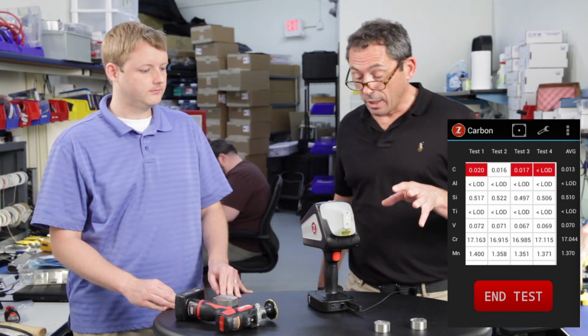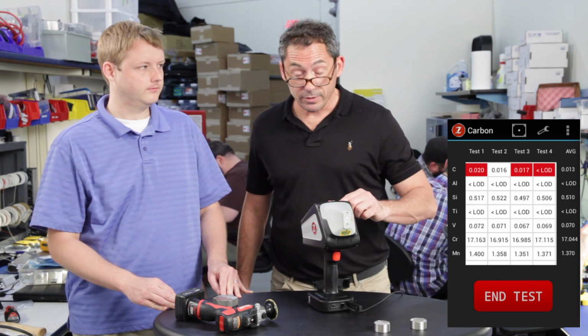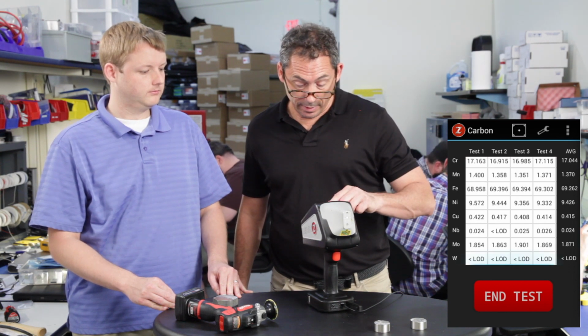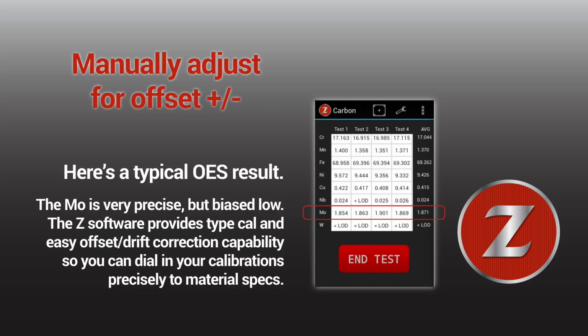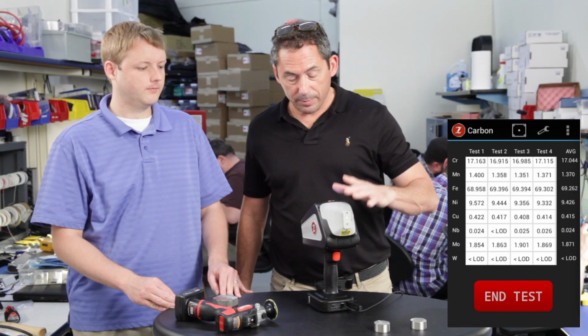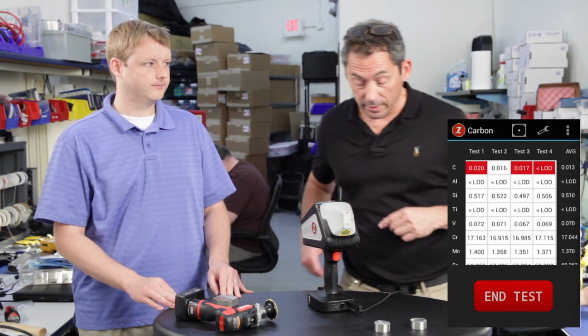So when you do these carbon tests, not only are you getting really nice carbon data, but you're also averaging several readings for all the other elements. And you can scroll down and see the rest of them. All right, and look at the moly, 185, 186, 19, 186. So the repeatability of the unit, especially when you start averaging, is really, I think, really good. Especially the carbon is exceptional.